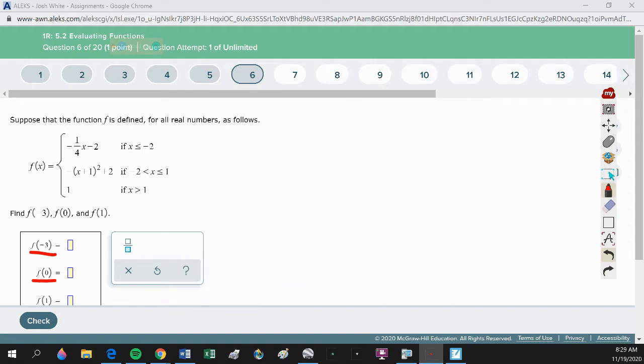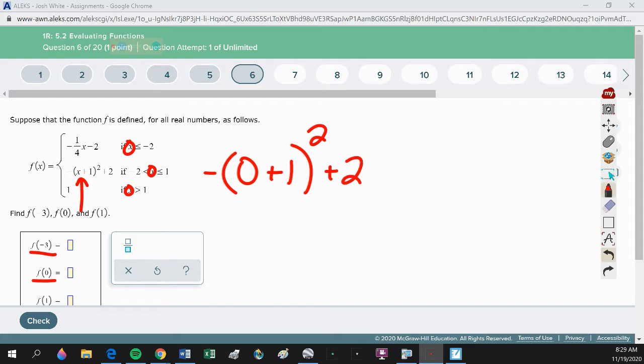Next one. Which one does 0 fit in? Is 0 smaller than -2? No. Is 0 bigger than 1? No. Is 0 bigger than -2 but smaller than 1? Yes. So I plug 0 into this equation. 0 plus 1 squared plus 2. 0 plus 1 is 1. 1 squared is 1. -1 plus 2 is 1.